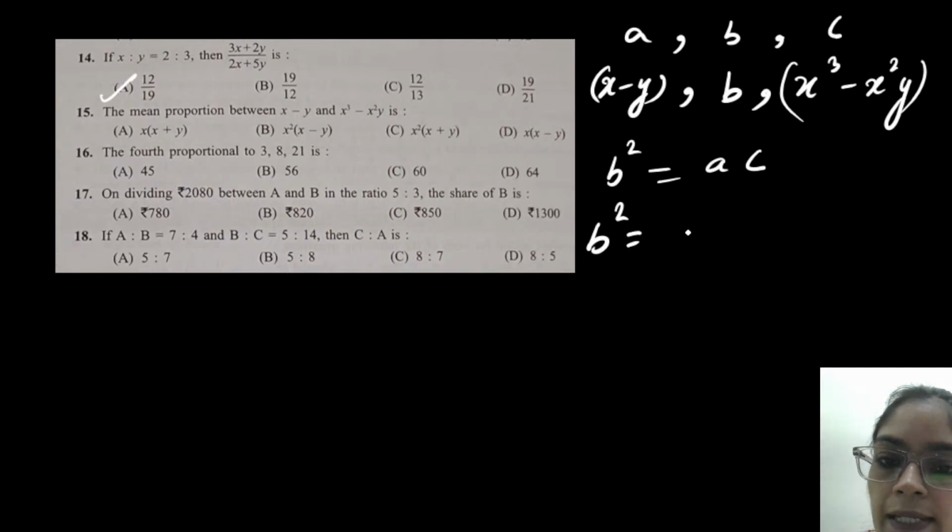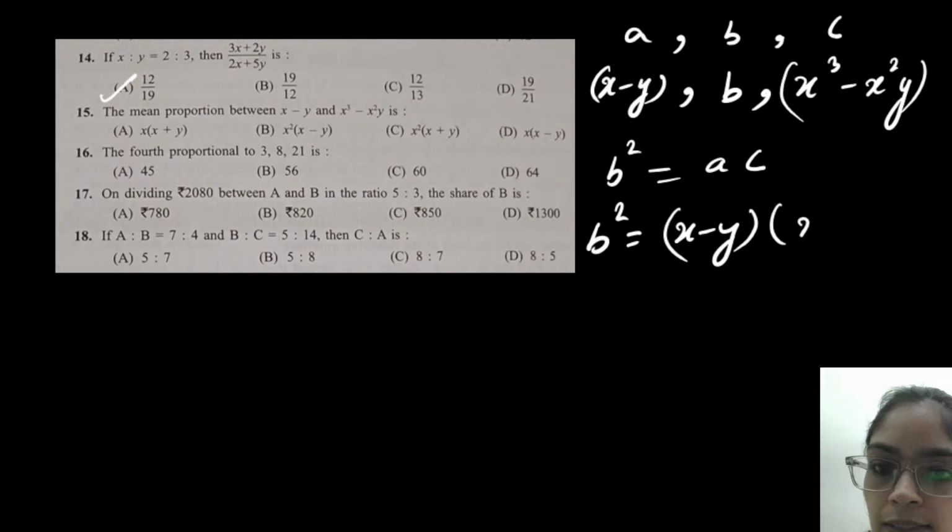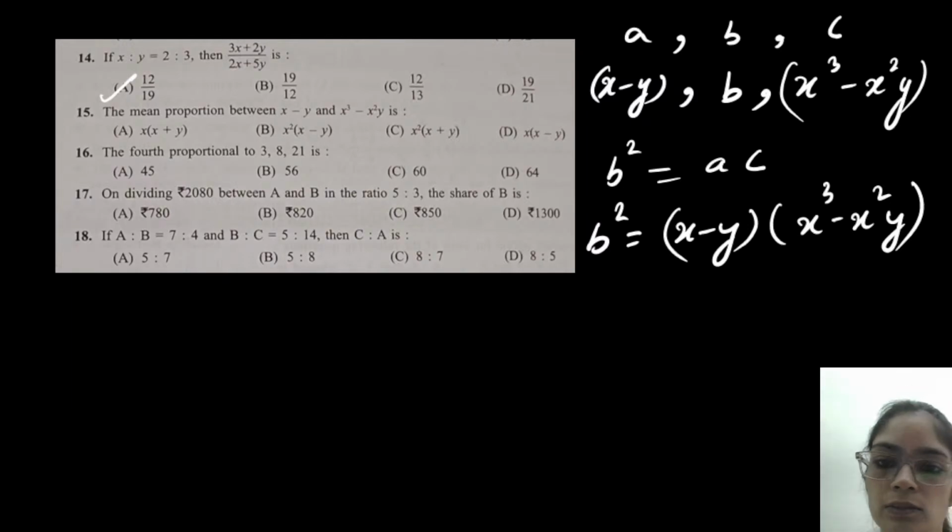So b square is equal to AC. This is the formula, b square equals AC. That's what we will apply. A's value is x minus y. C's value is x cube minus x square into y. So this we can simplify further. So how to simplify?